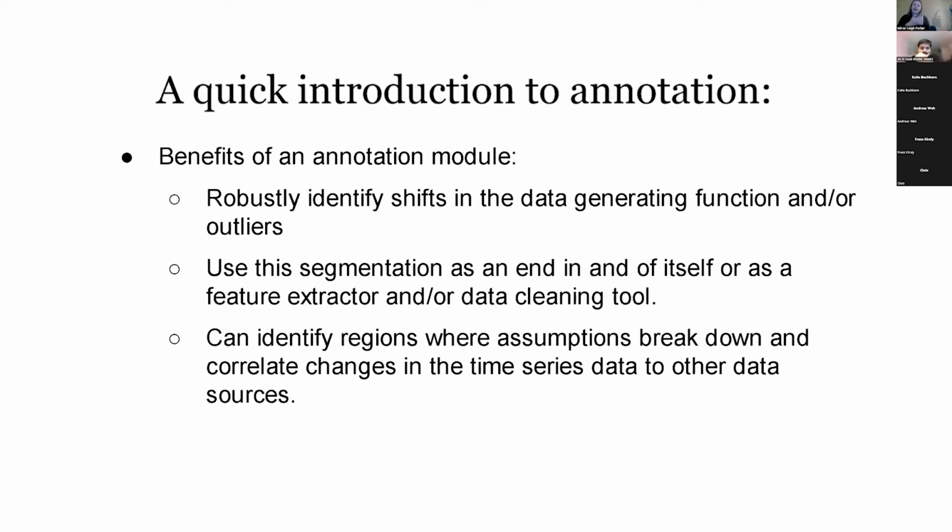But you can also use it as a feature extractor. Say you want to highlight different regions that might be behaving differently for some reason. You can use it as a data cleaning tool if you find outliers, like Katie talked about. And you can also identify regions where your assumptions might break down. Say you have a model that works fairly well for large swaths of the data you're observing, but there are also going to be regions where those assumptions break down. There might be interesting reasons for the shifts in the data generating function as well. So if you can identify the shifts, it allows you to do more complex data analysis.